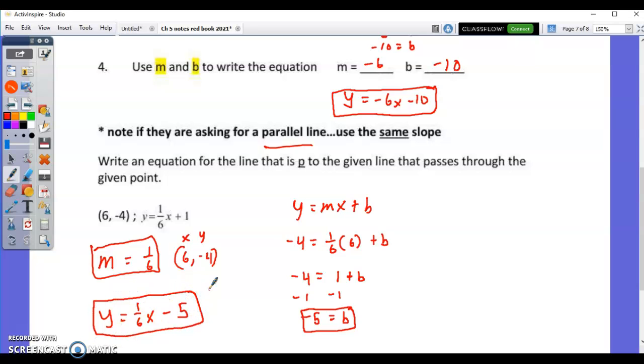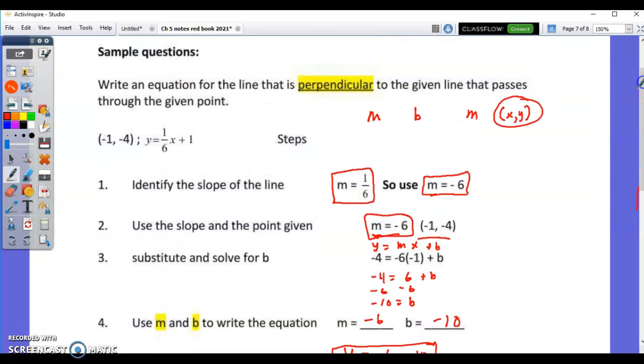All right, so this section just deals with whatever they're asking. If they're asking for parallel, you're using the same slope that is in the line, so you're going to have to identify that m in the line. And if they're asking for perpendicular, you're going to have to know that you're going to take the opposite reciprocal, and that's the one you're going to use.